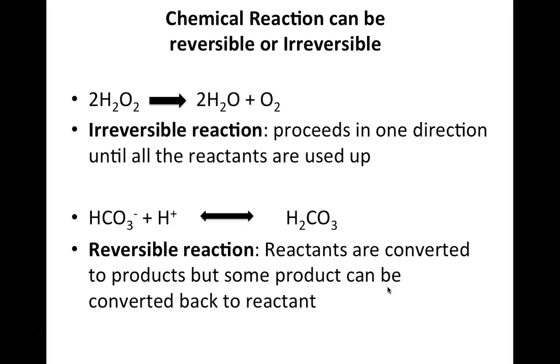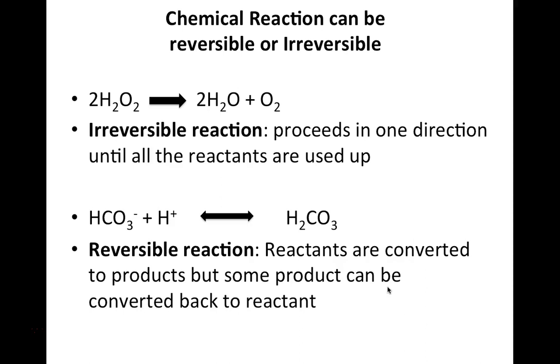The illustration with peroxide producing the products of water and oxygen is illustrated as an irreversible reaction. In other words, the chemical reaction only proceeds in one direction until all the reactants are used up. Sometimes, however, chemical reactions are reversible. The notation that's used for those kinds of reactions has an arrow that's pointing in 2 directions. Reactants are converted to products, but some of the products, or maybe all of the products, can be converted back to reactants.